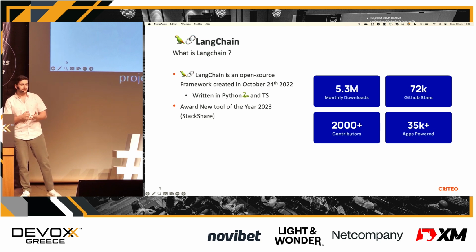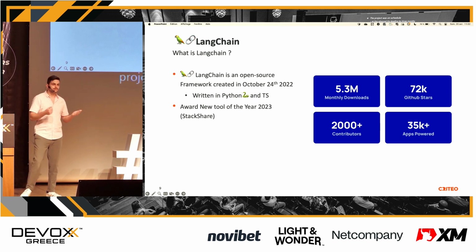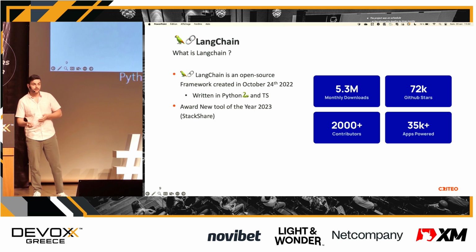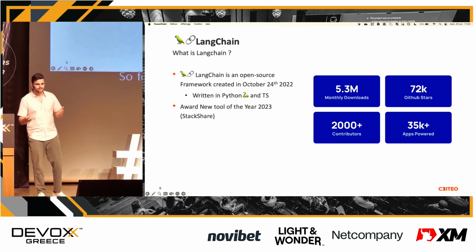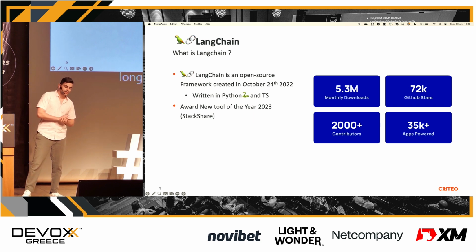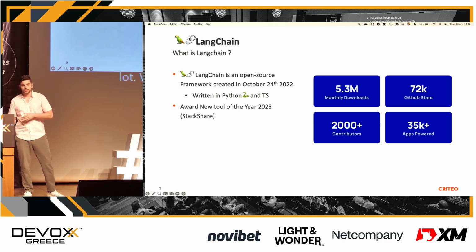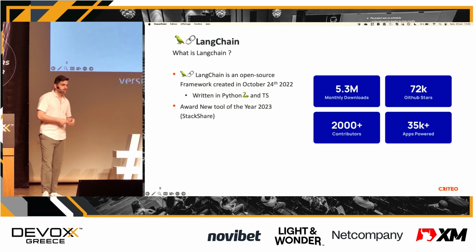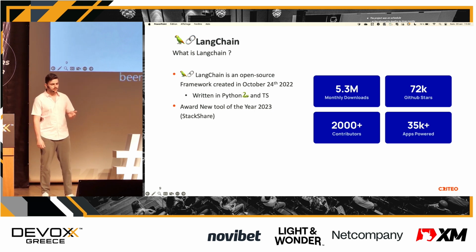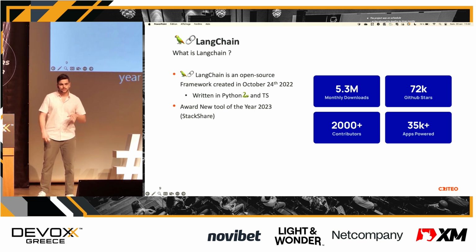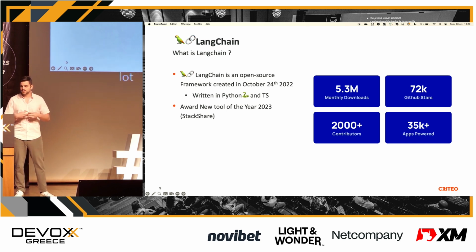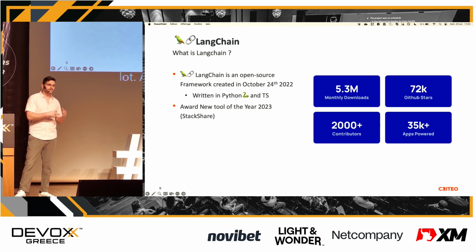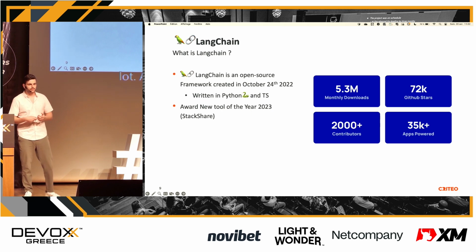It was built first in Python and TypeScript, but as I mentioned, the community is there. So for our Java fellows, we have LangChain4j that is exploding a lot. We have the Rust version, the Go version, the .NET version. It was also awarded the new tool of the year of 2023. So it's really growing a lot and starting to be really one of the major packages to use today.